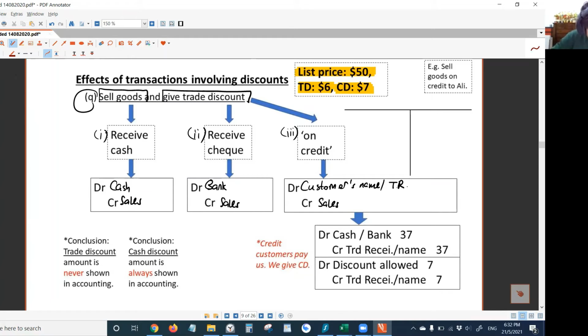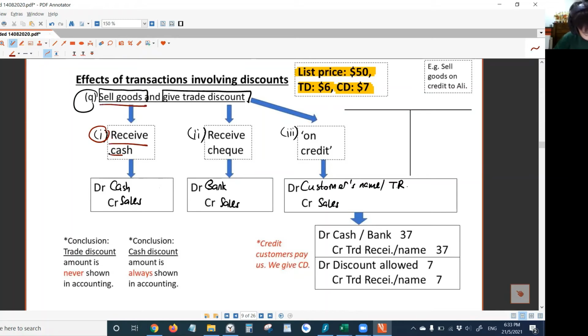So when you sell goods and receive cash on the spot, how much money do you think you can receive? Debit cash account by how much? Let me repeat the question again. Q1, sell goods and receive cash on the spot. How much do you think you can receive based on the information given in orange there? The one that I've highlighted with orange. 37? No.